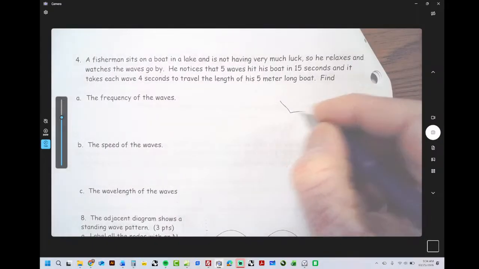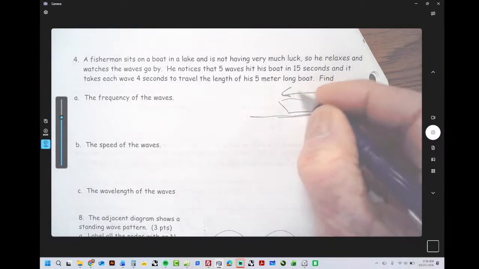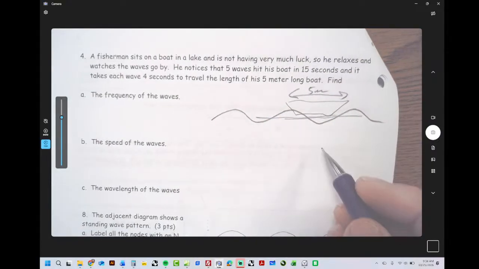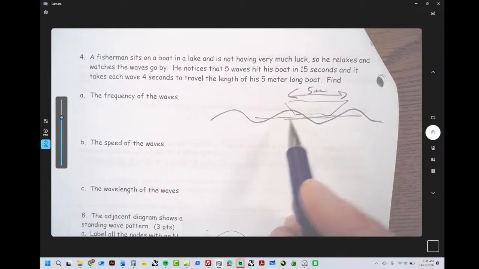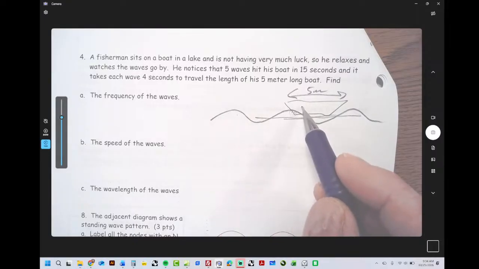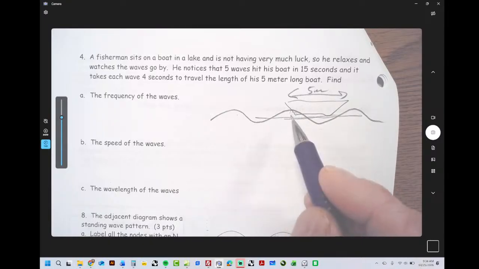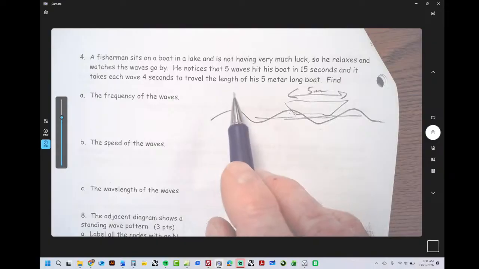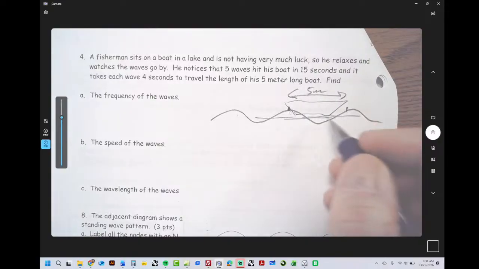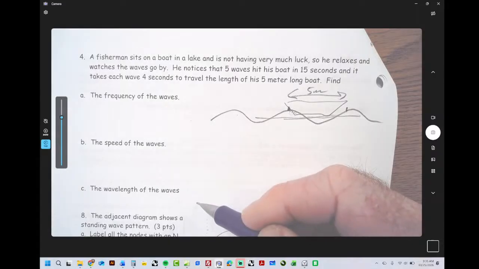So I'm going to draw a little picture for this. His boat's 5 meters long, and these waves out here, like this one and 3 others, are going to splash into his boat in a time of 15 seconds. So it goes splash, splash, splash, splash, 5 times in 15 seconds. And it takes each wave 4 seconds to go from here to there. So we've got to find the frequency of the waves, the speed of the waves, and the wavelength of the waves.